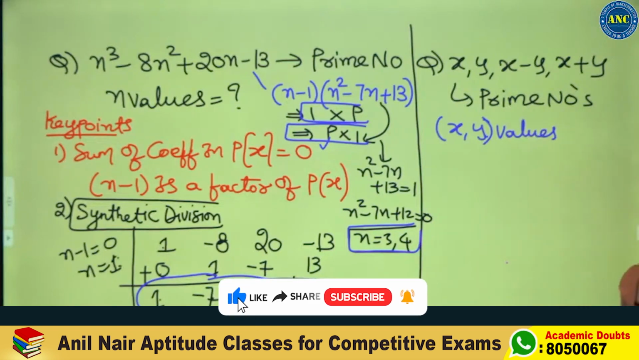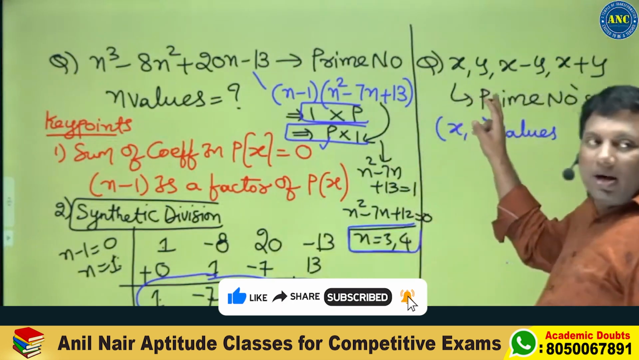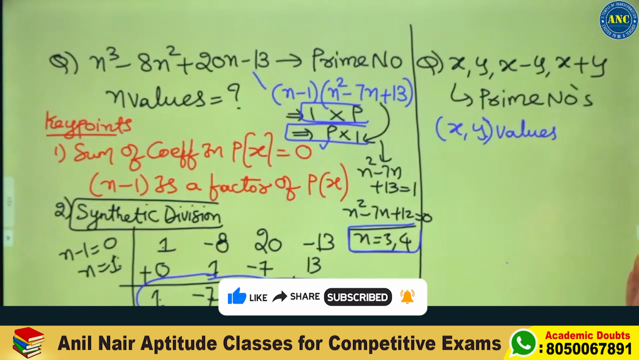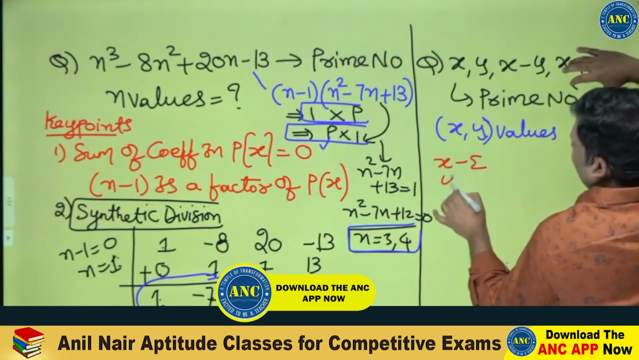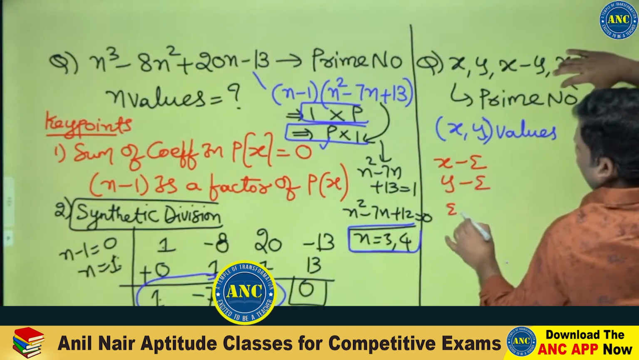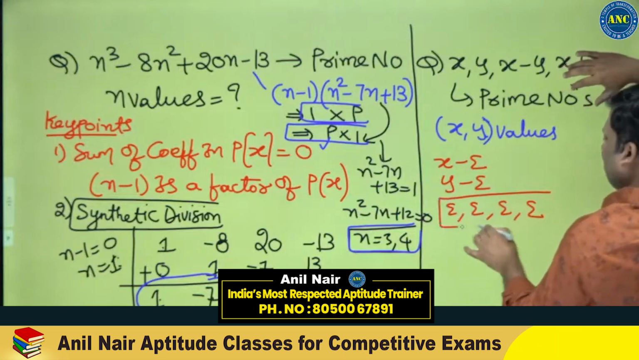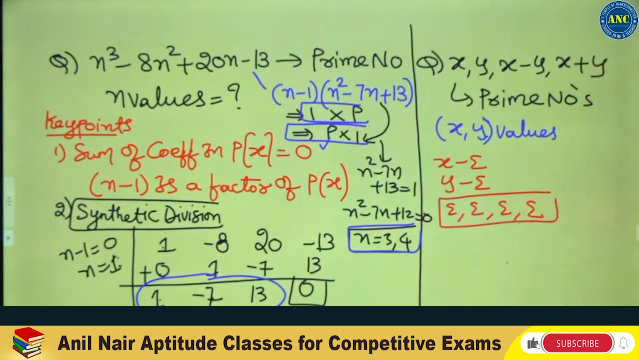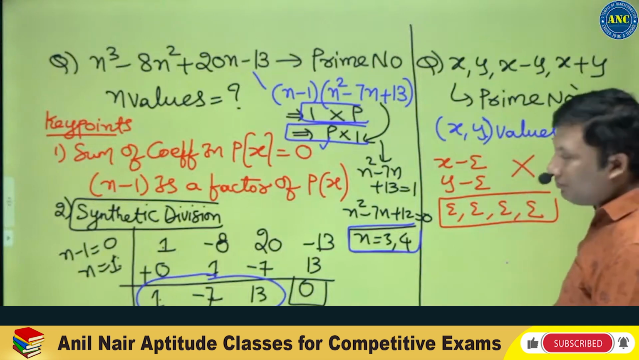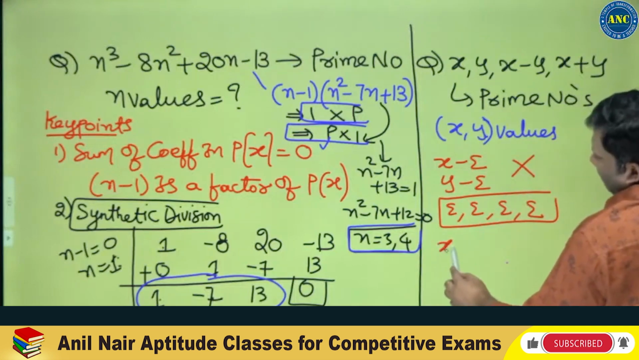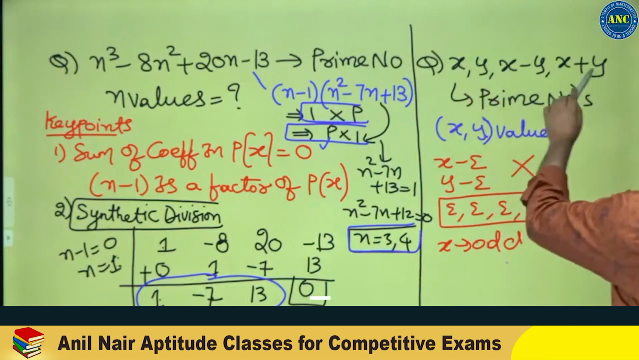Now listen carefully. X, y, x minus y, x plus y. X and y are natural numbers. Can x and y be even? It is possible. Other than 2, there is no other even number which is prime. So it is not possible. Is x odd and y odd possible? All these are prime numbers.